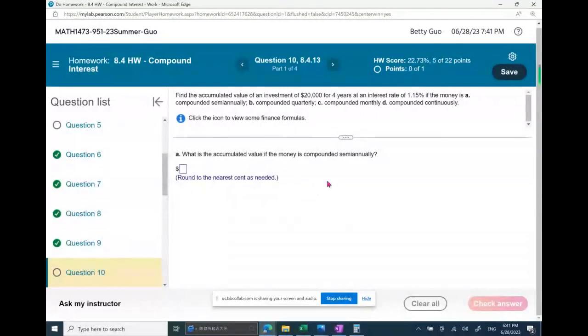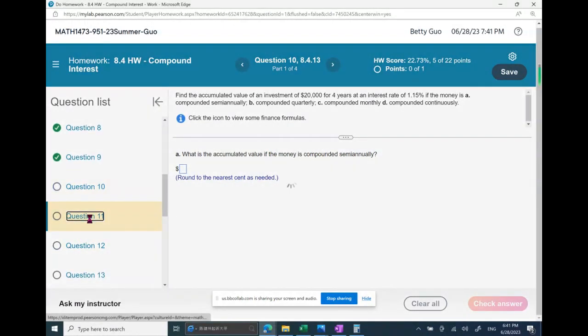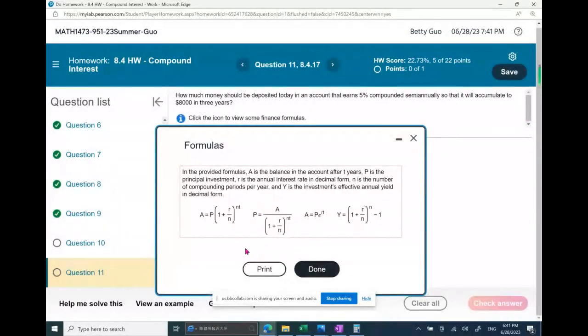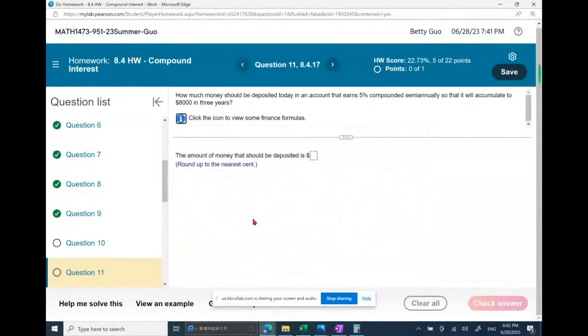We need to find a problem that is looking for principal. Okay, this is also accumulated. Let's go down. Let's see, 11 is to find a, okay, this one. Good news is some problems will give you the formula, but they will not give you exactly the formula that you need to apply. They will give you multiple, and you need to know which one to choose. So it's good that you really understand the formula.